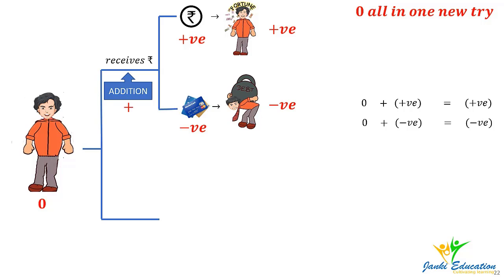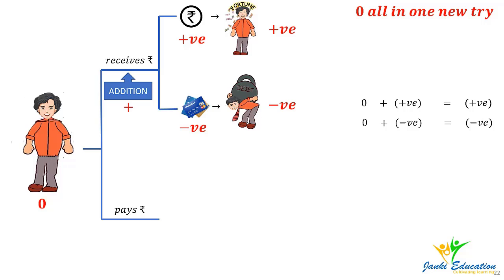I hope you are understanding. It's quite easy, right? You can understand it this way: if you add any positive integer with 0, the result is always a positive integer. If you add any negative integer with 0, the result is always a negative integer. Are you clear?